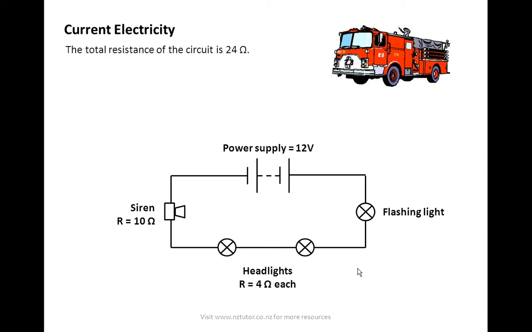You are told that the total resistance of the circuit is 24 ohms. You are then asked to calculate the combined voltage lost across the siren and the flashing light together.